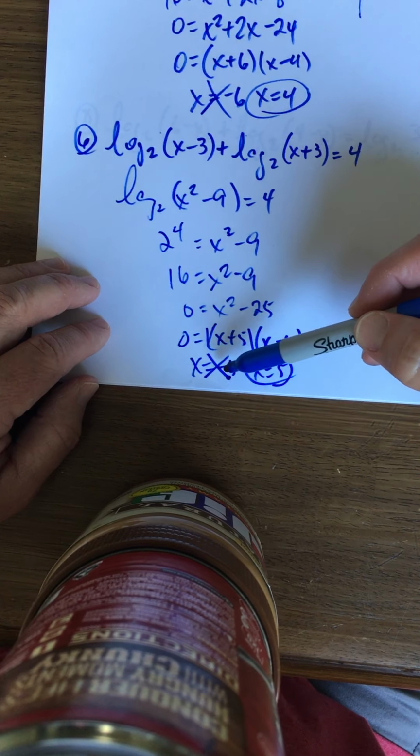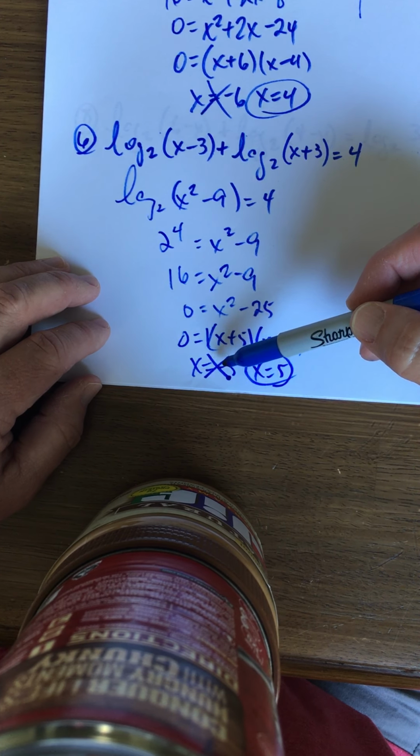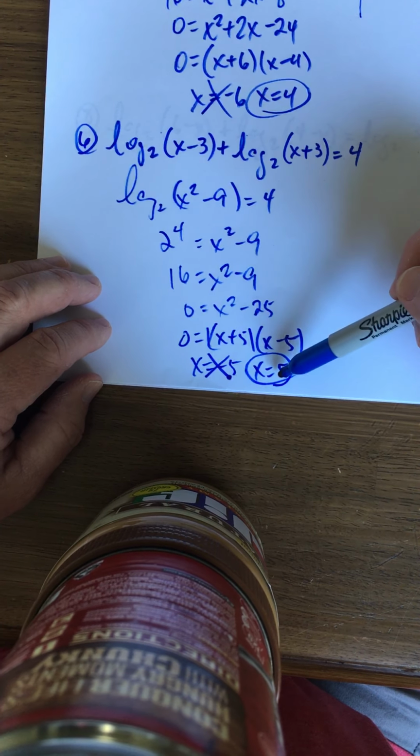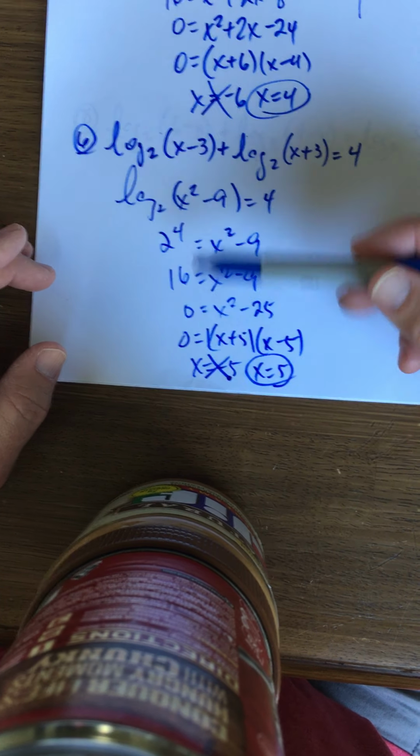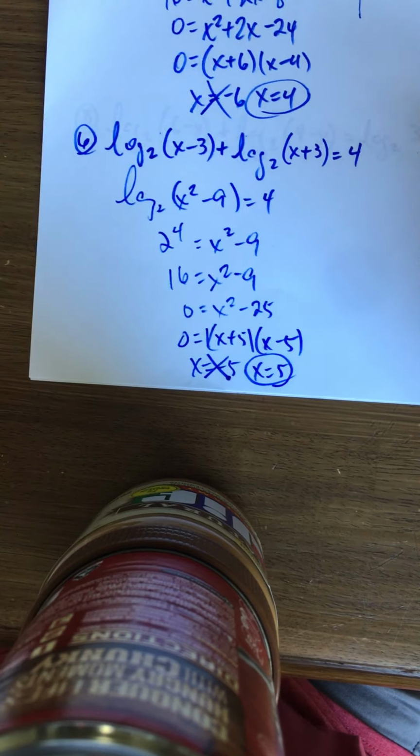Don't just assume because the x turned out to be negative, it's bad. Sometimes the negative works and the positive doesn't. Sometimes they both work, sometimes neither works. You got to plug them in and see if it's a negative inside the logarithm.